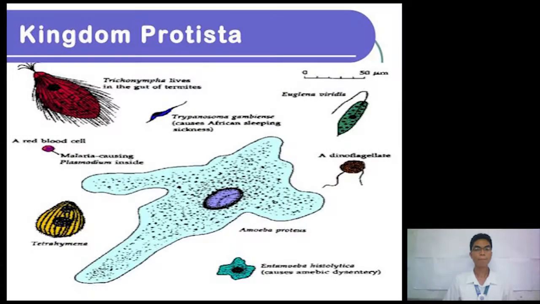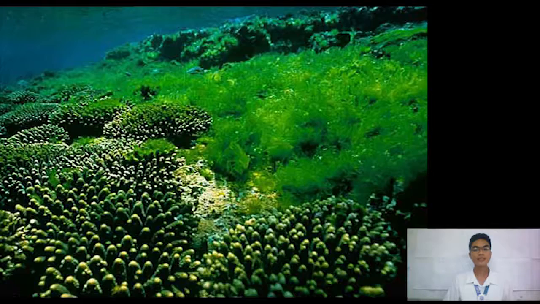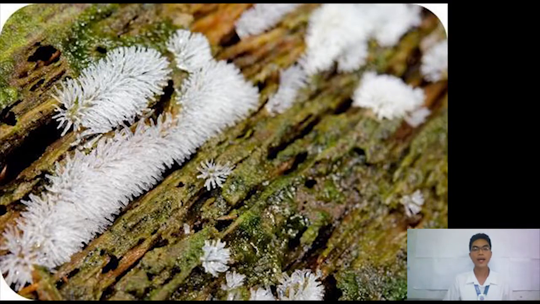So we come now to kingdom Protista, Fungi, Plantae, and Animalia. Kingdom Protista are considered the simplest eukaryotes, a term coined by Ernst Haeckel in 1886. Protists range from unicellular to multicellular. Protists are grouped into three: animal-like protists, the protozoans; plant-like protists, the algae; and the fungus-like protists.